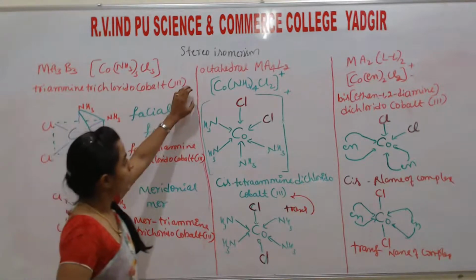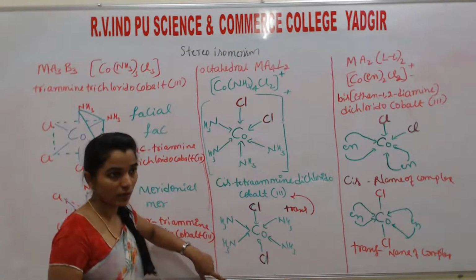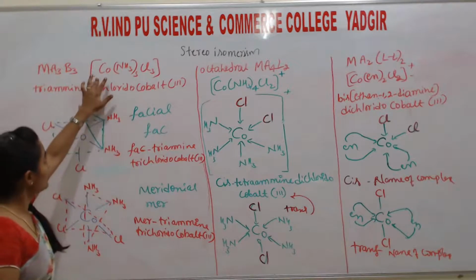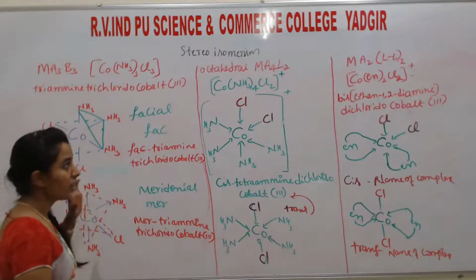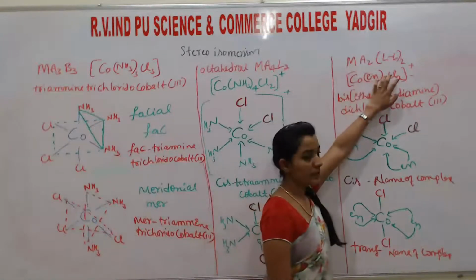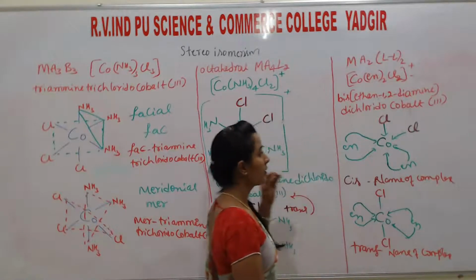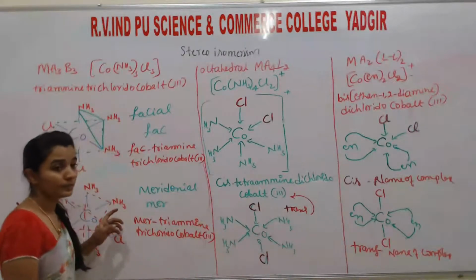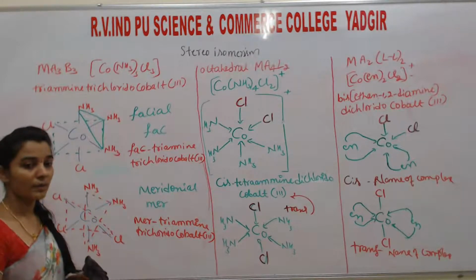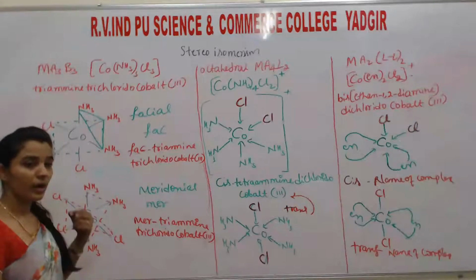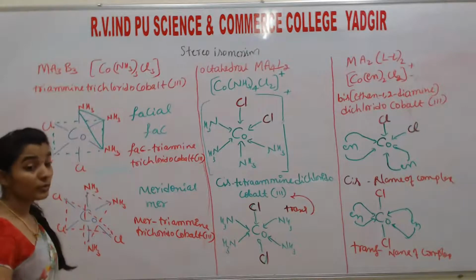If all are unidentate but the formula is MA4L2, then they show cis and trans isomers. If all are unidentate but they have the formula MA3B3, then they form facial and meridional isomers. If there are unidentate as well as bidentate ligands, then they show cis and trans isomers. So this is all about the geometrical isomers exhibited by coordination compounds with coordination number 6, octahedral complexes. In square planar, I told you, only cis and trans isomers. So this is all about the geometrical isomers.